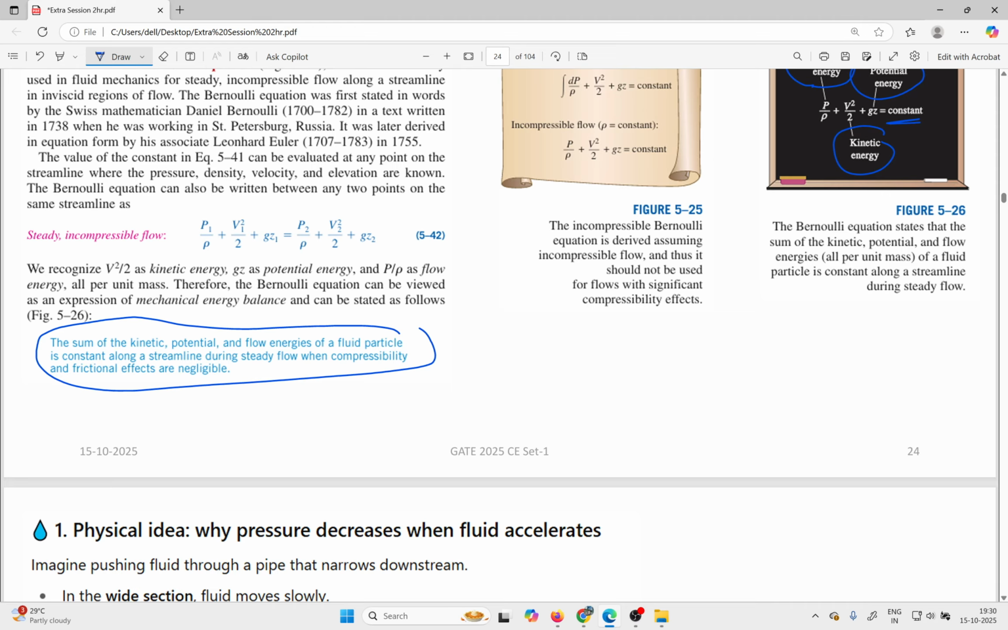So the three main assumptions behind this equation are: steady flow, incompressible flow, and frictionless, or inviscid, flow.